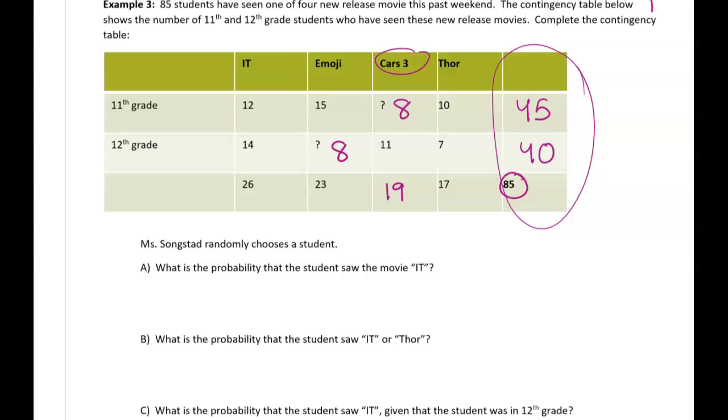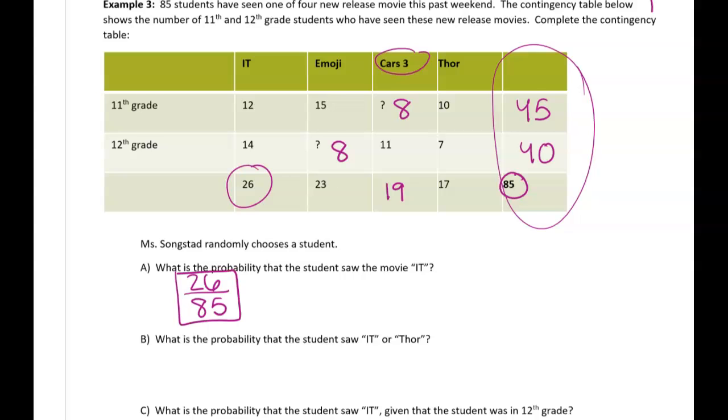Sorry about that. So Miss Songstead randomly chooses a student. What's the probability that the student saw the movie It? So this isn't conditional. So this is just out of all the students, what's the probability they saw It? So all of the students was 85 of them. Of those, 26 saw It. So 26 out of 85 is our probability.